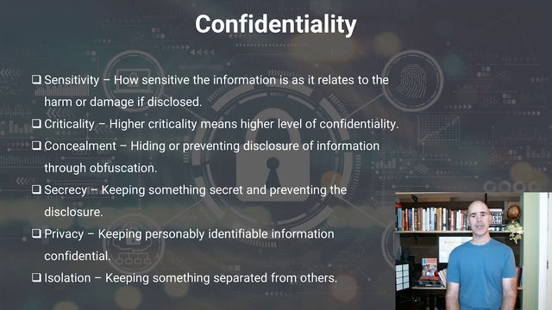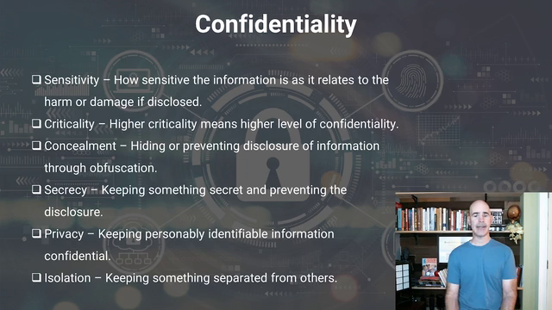Some other terms that we're going to talk about around confidentiality are sensitivity, criticality, concealment, secrecy, privacy, and isolation. Sensitivity is how sensitive the information is, and what would be the impact if it was disclosed? Is it highly sensitive? Is it public information? Criticality: the higher the criticality, the higher the level of confidentiality. So if it's critical information to the organization, you're going to want stronger confidentiality protections around it.